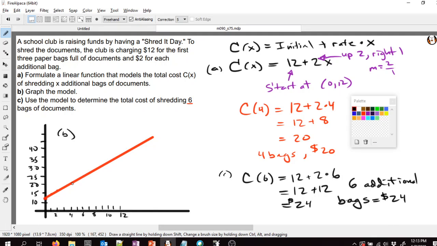Over here, if we're only talking about 3 additional bags, 6 total, that's C of 3. That's 12 plus 6. That's 18 bucks. 3, 18. I'll mark both of those on the model and take that into consideration.